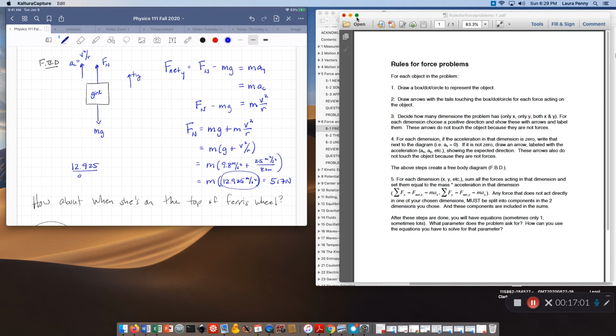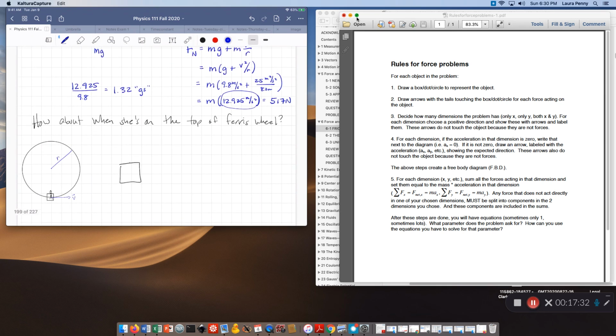So if we wanted to say how many G's that was, we'd say 12.925 divided by 9.8. Right? So this, oh my goodness, 12.925 divided by 9.8 is 1.32 G's. Yeah, that's how many times gravity it is. You don't have to do that, but just as an example of what this is talking about.